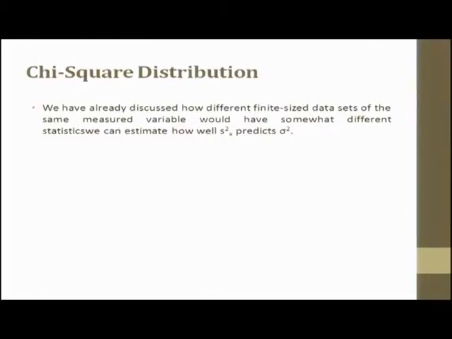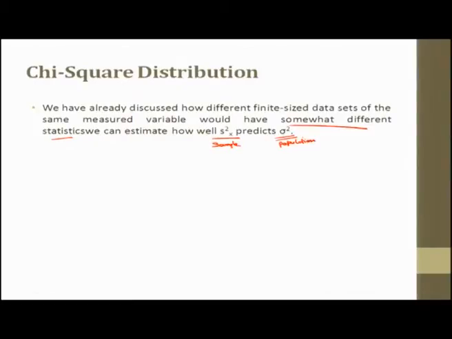What is chi-square distribution? We have already discussed how different finite sized data sets of the same measured value would give somewhat different statistics. We can estimate how well the standard deviation of the sample predicts the standard deviation of the population. This is for sample, this is for population. When we do not know the value of the mean, and we are just working with standard deviations, the chi-square distribution is more useful, because it can make estimates based upon the standard deviation of samples only.